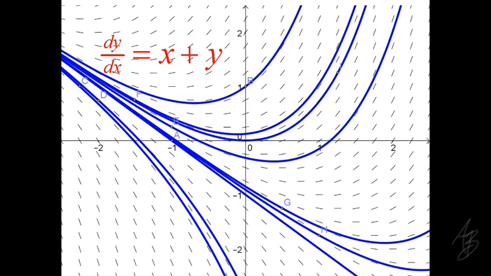And you also notice that each one of them approaches this line here. This line turns out to be y equals -1, x plus 1. And they all approach that, and that line is actually the asymptote for all of the others in that family.